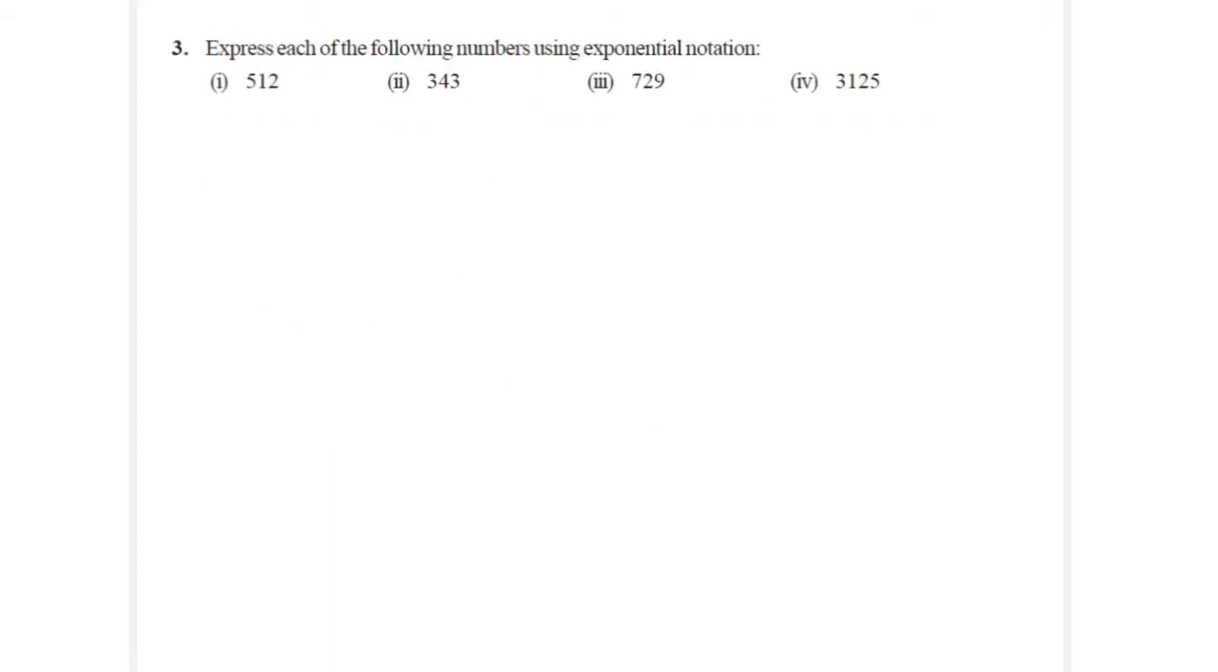Now come to question number 3. Express each of the following numbers using exponential notation. You have to write all these numbers in exponential form. See how to do it. See solution. See first part. It is 512. Make prime factors of 512.